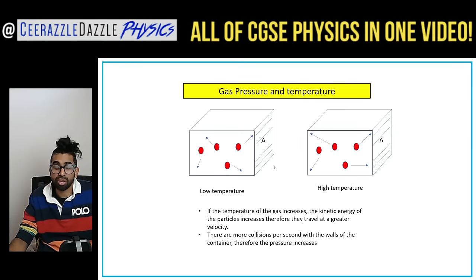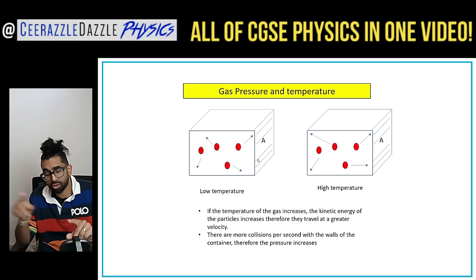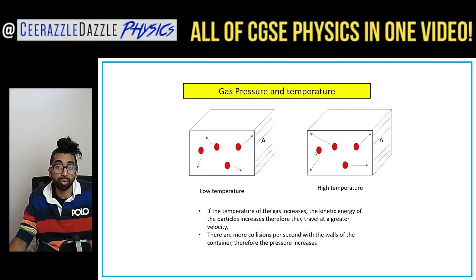Gas pressure and temperature. What happens if we were to increase the temperature of a gas? Let's say we have a gas over here and we are going to heat it up. Hopefully we identify that the particles are going to gain kinetic energy and move faster. If they move faster, they travel faster across and they collide more often with the walls of the container. So when there are more collisions per second, there's going to be more force acting per second as well. Therefore, the pressure will be higher. So as you increase the temperature of a gas, the pressure increases.